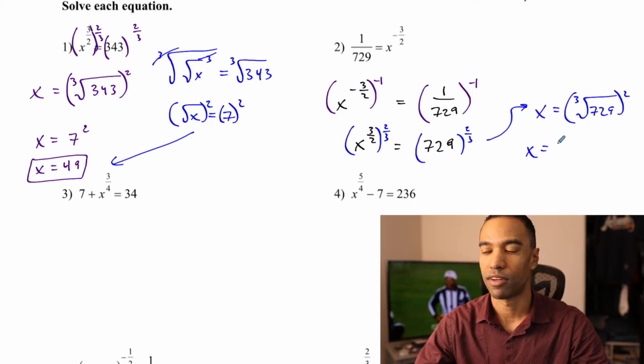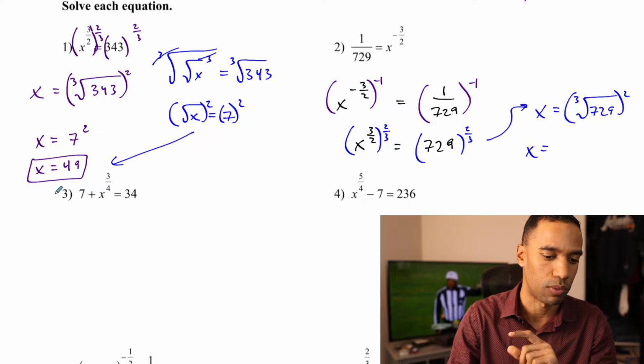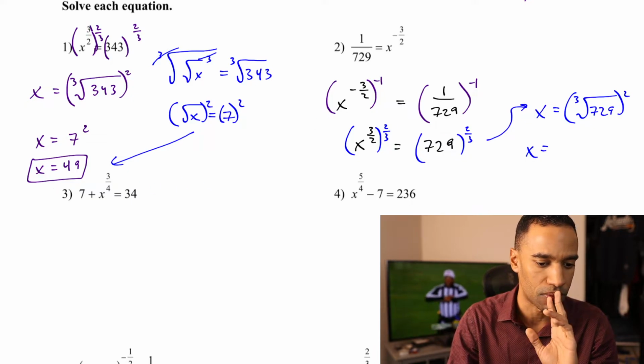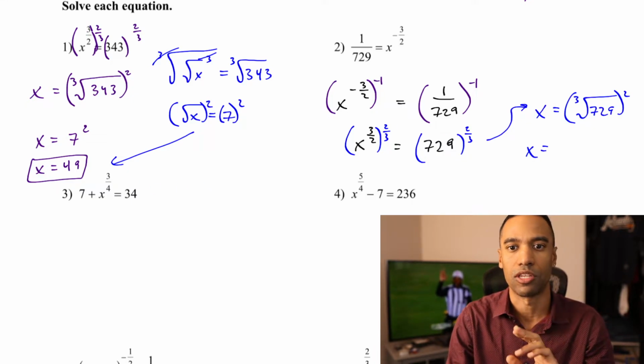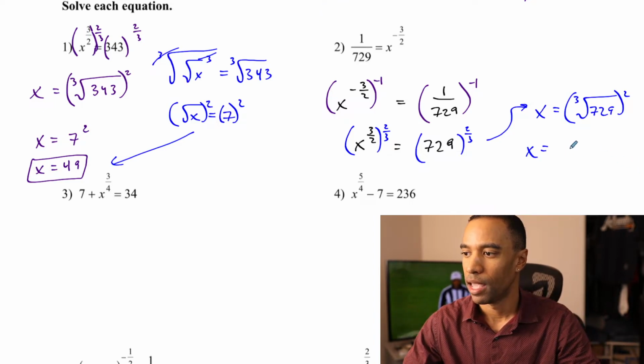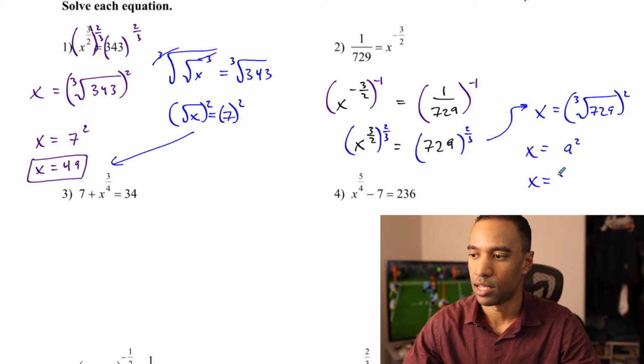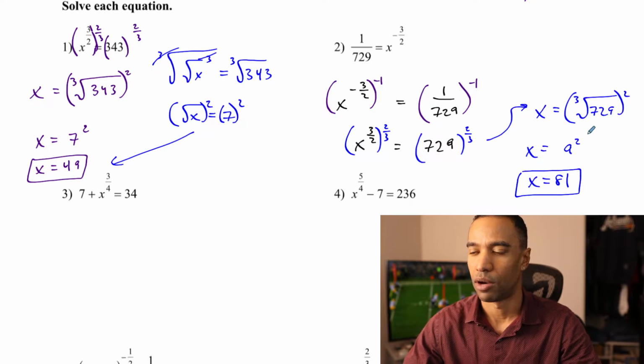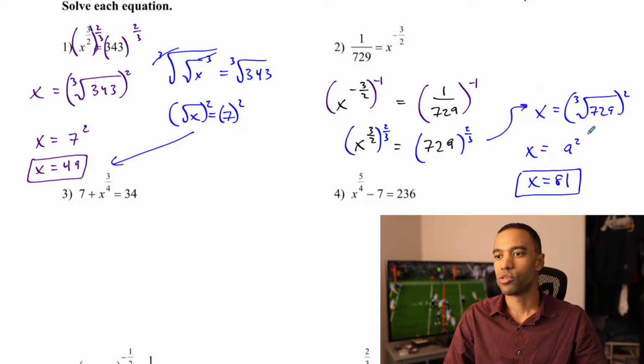Now, the cube root of 729 is 9. I got to check really fast. I made a power table for my students. I want to see if that's on there. It is. Okay, cube root of 729 is 9. And then we have 9 squared, which is 81. And then voila, we are done. So those are the first 2 problems there.